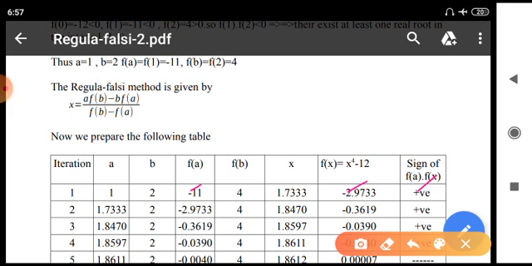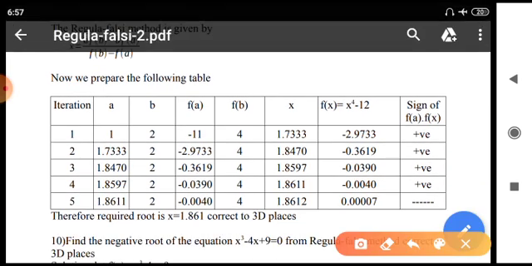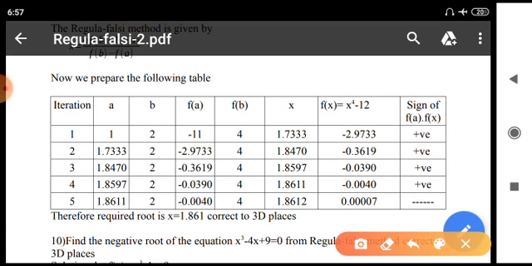Second step, if the sign is positive, we have to write x value under the column a. So b we will write as it is. F of a we have calculated here, the same value has to be copied here. F of b is 4. X we will get as 1.8470. F of x as minus 0.3619. So negative into negative, again positive.